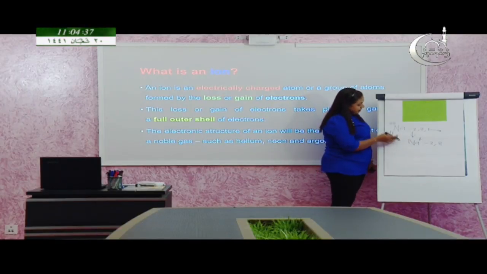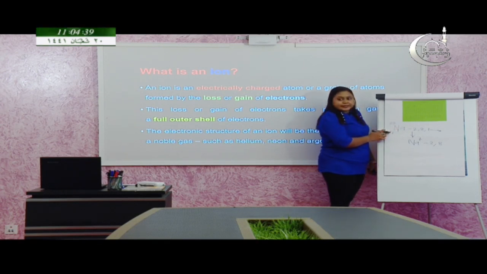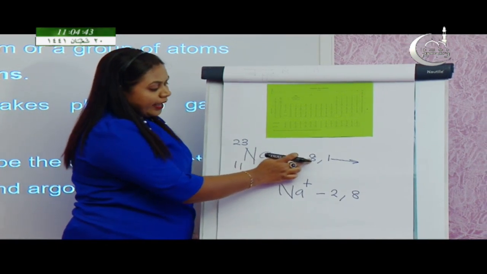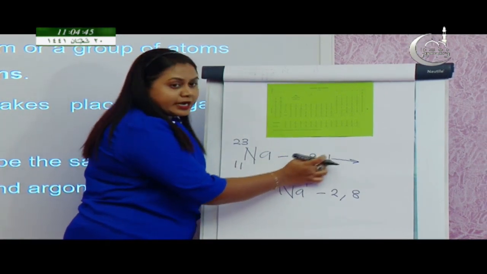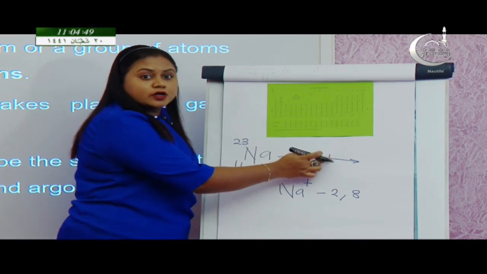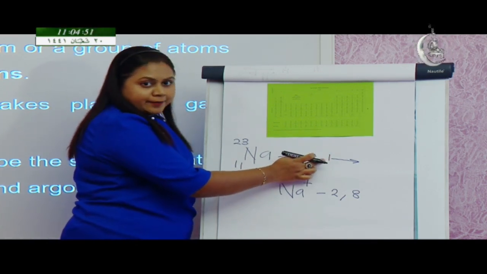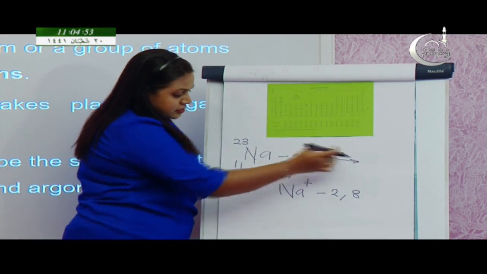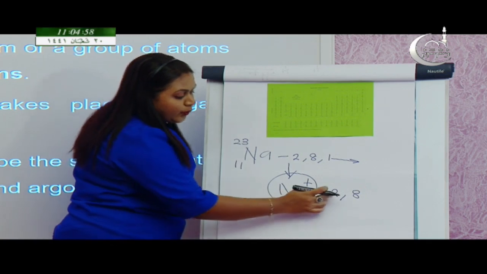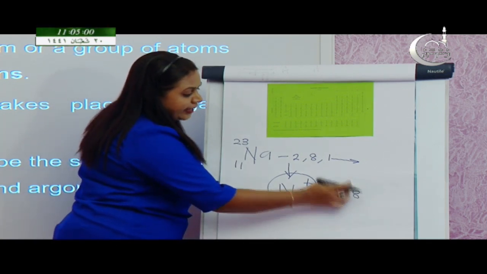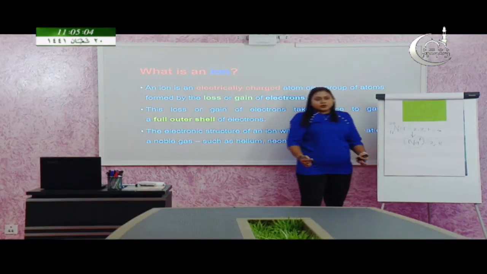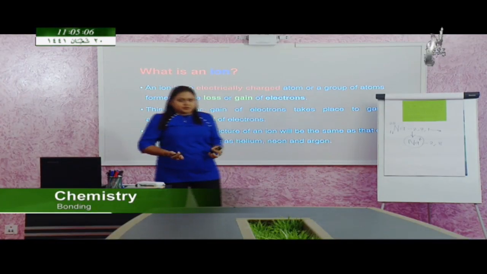Once again I will repeat. Sodium, the atomic number is 11. So the electronic configuration is 2, 8, 1. With 1 electron in the last shell, which we call the valence electron, it is not stable. So to become stable, this electron is lost. It forms a positive ion with the electronic configuration 2, 8. This electron is no longer there. So that's how an ion is formed.